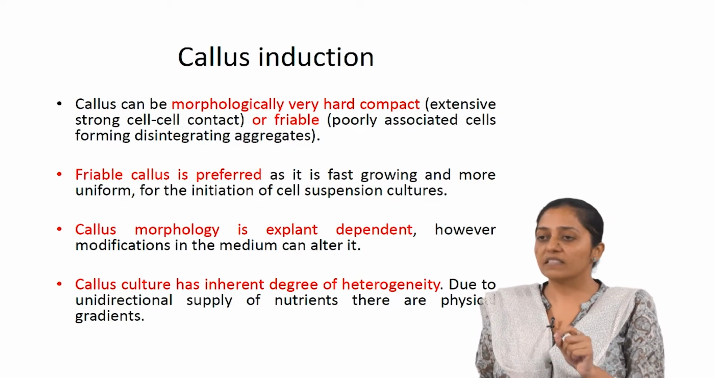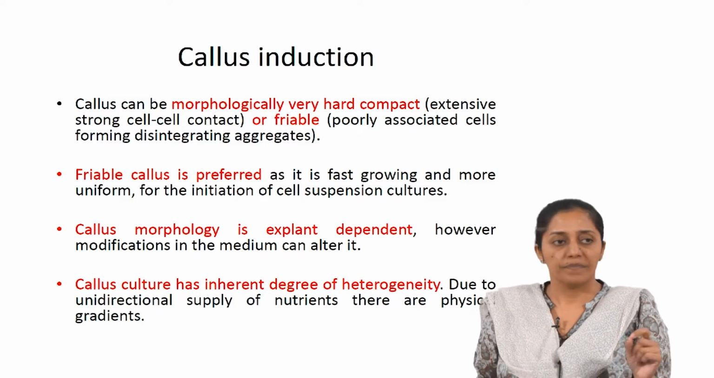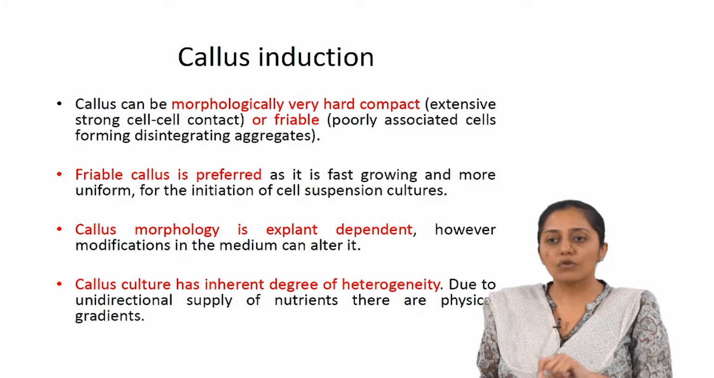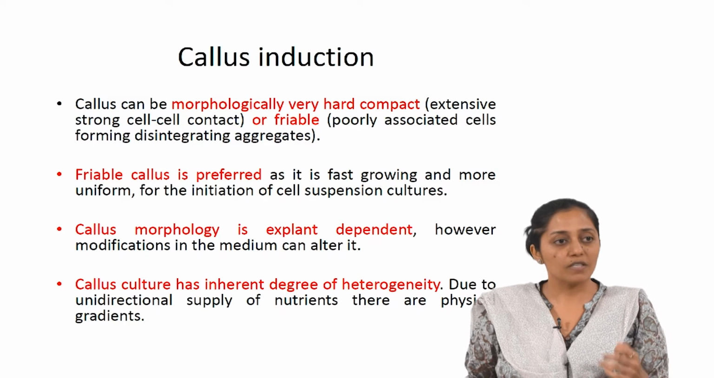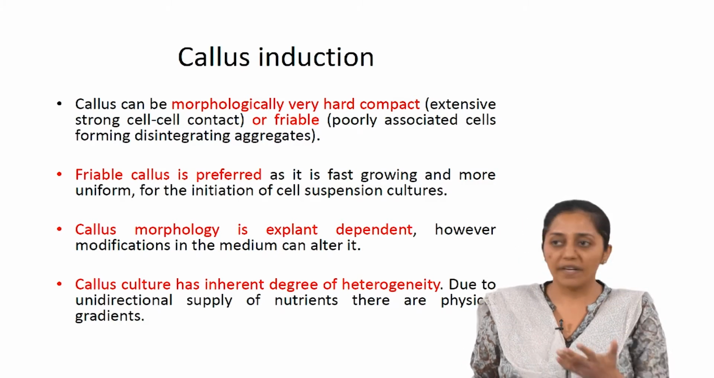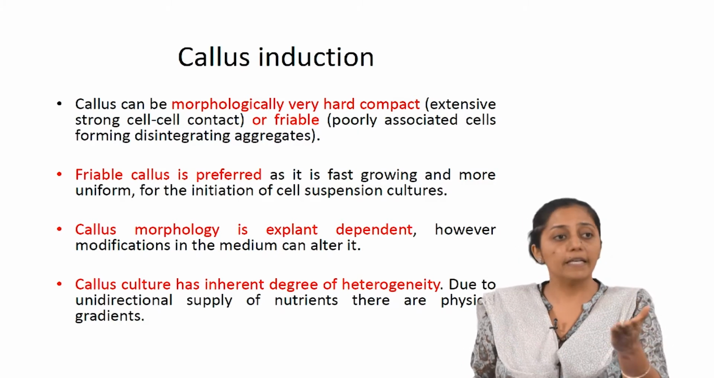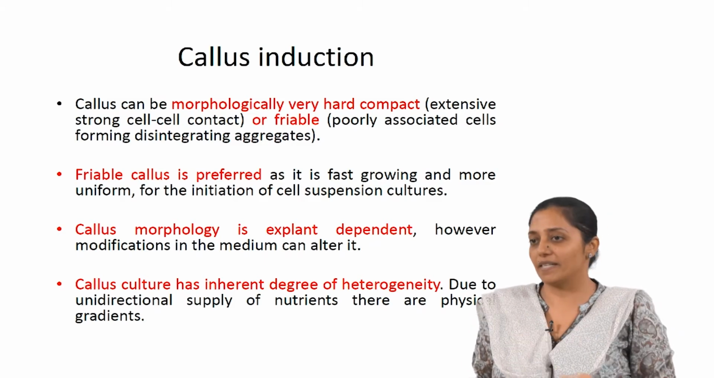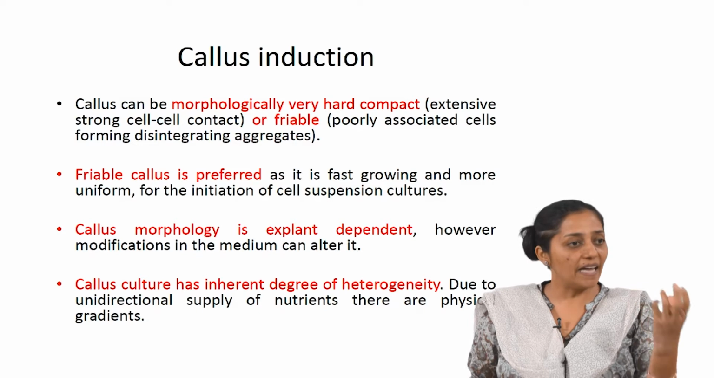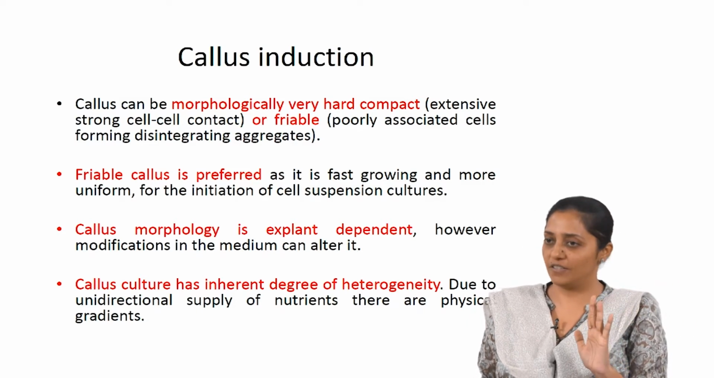Now, this is a demerit in one sense. What demerit? This also gives heterogeneity to the callus nature, because there are physical gradients, nutrient gradients, thereby leading to biochemical gradients and maybe differences in their biosynthetic capacity. So, that is why callus can be heterogeneous in nature.